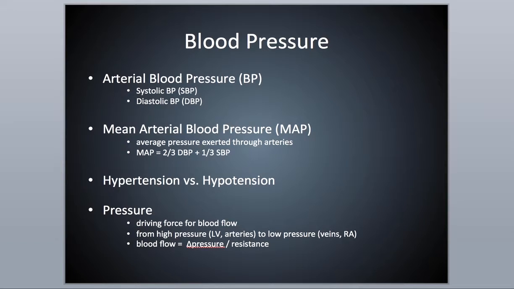Now, this is what I was describing before with systolic and diastolic blood pressures. Again, the systolic blood pressure is going to be the top number, and diastolic is the bottom number. Now, mean arterial pressure, or MAP, is the average pressure exerted throughout the entire arterial tree. And you can get it by taking 2/3 diastolic plus 1/3 systolic blood pressure.